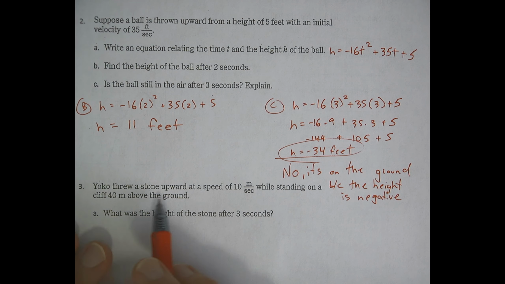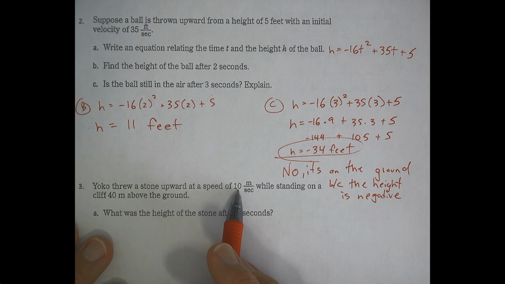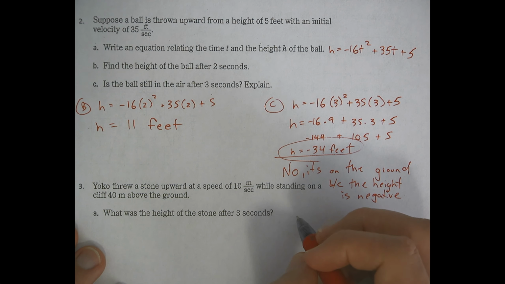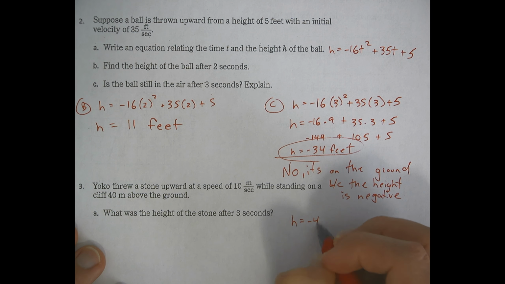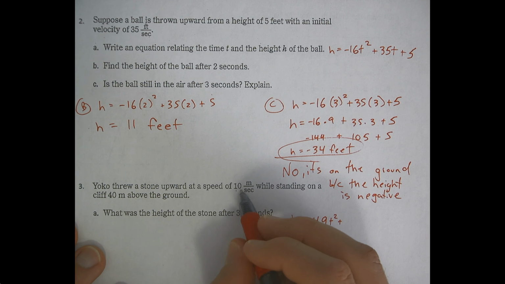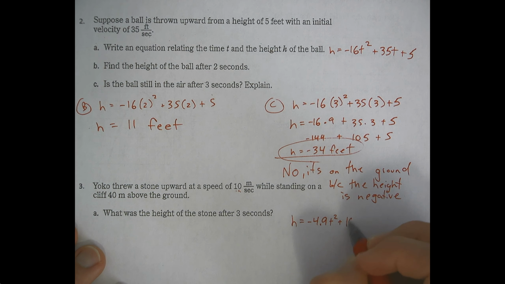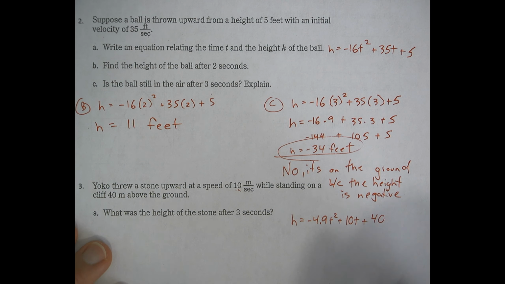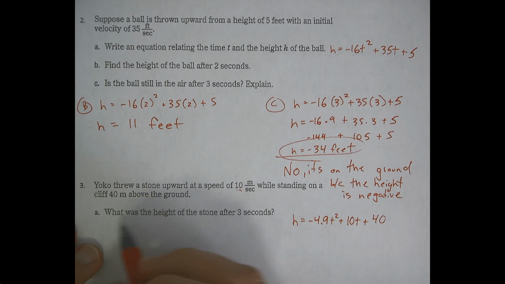All right, number 3. Speed of the stone being thrown is 10, so that goes in our middle part. Notice this is meters now, and it's standing on a cliff 40 meters above the ground. So we need to go ahead and write the equation first. So h equals, this is meters, negative 4.9 t squared plus our initial velocity of 10 times t plus our height of 40. What was the height after 3 seconds?